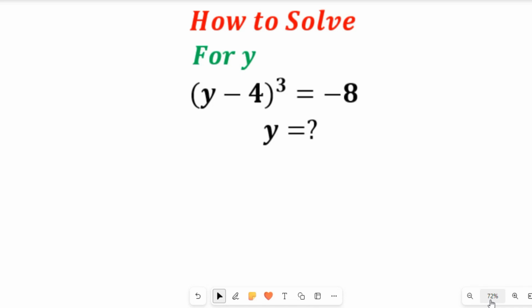If you are asked to solve this question, how will you go about solving it? y minus 4 to the power of 3 all equal to negative 8. You are asked to find the value of y. Now remember that the greatest exponent in this question is 3. Now how do we find the value of y?